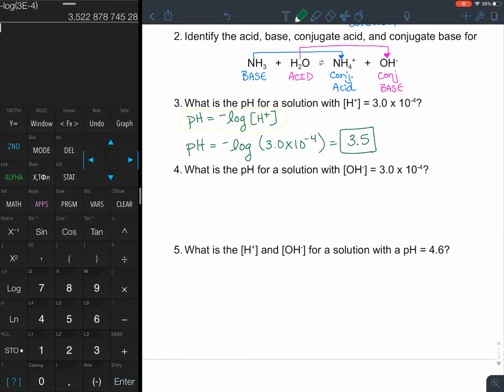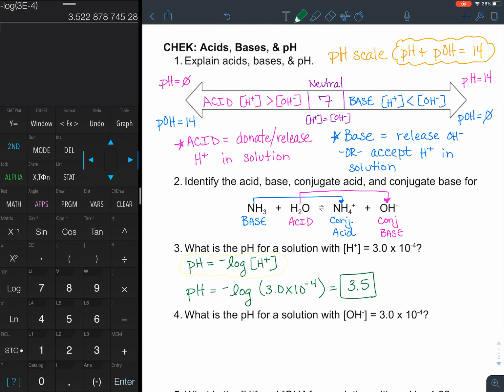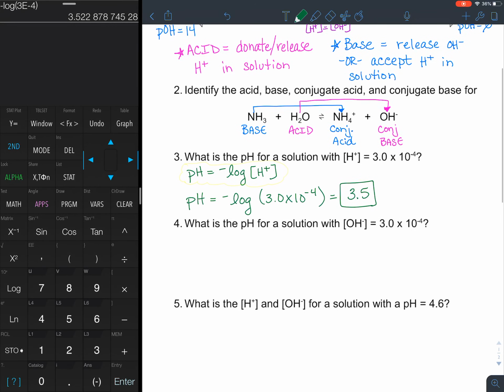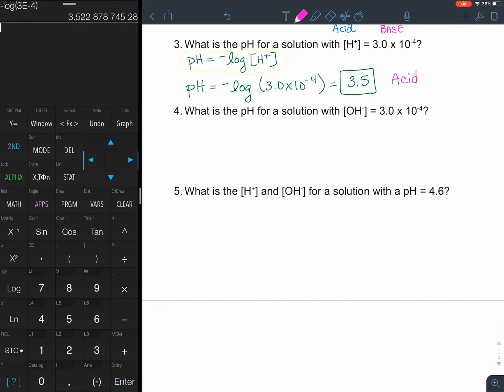Now, if it's a pH of 3.5, let's go back up to our scale. Well, that's less than 7. So that means that 3.5 would be an acidic solution. And so we can go ahead and write that on here. This is an acid or an acidic solution. Just so we keep that in mind as we're working through these different values.